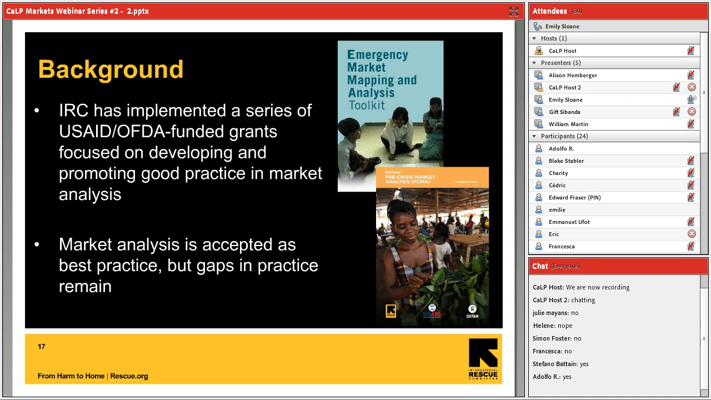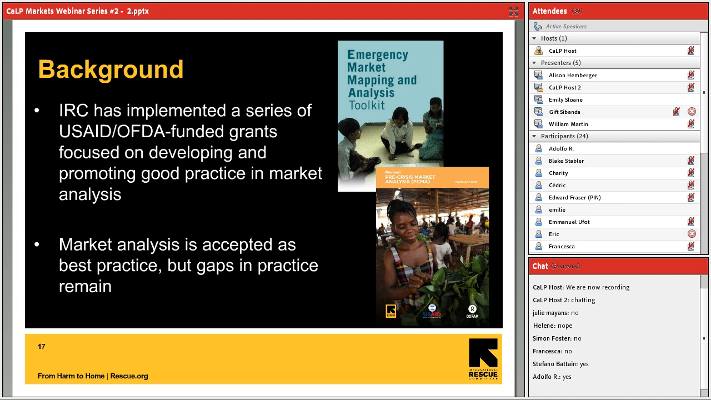For example, part of the evidence for that was a 2014 report that we did that reviewed about 40 EMMA studies that had been done, that found that only 58% of the EMMAs had actually informed program design, which meant that more than 40% of those EMMAs, and anyone who's ever done an EMMA knows that it can be quite a resource-intensive exercise, had not actually informed programming. So the result is obviously, to some extent, a waste of resources.